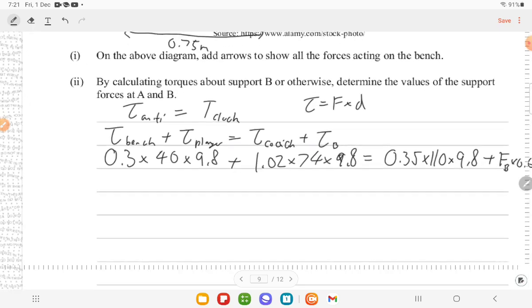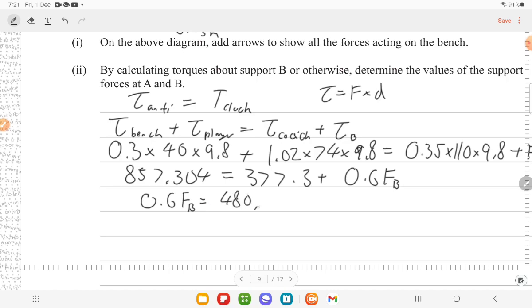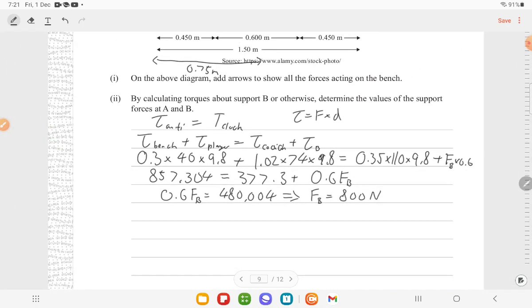If we add this together, this will give 857.304 is equal to 377.3 plus 0.6 force of B. So 0.6 force of B is equal to 480.004. So force of B is equal to 800 newtons. I think this was like 799 newtons or something, but yeah.